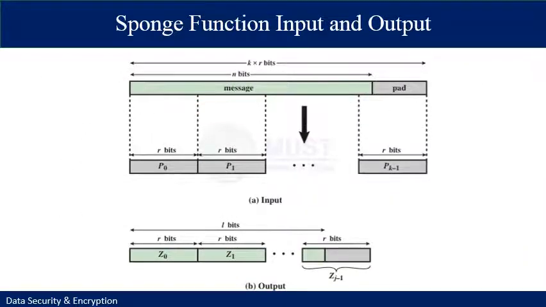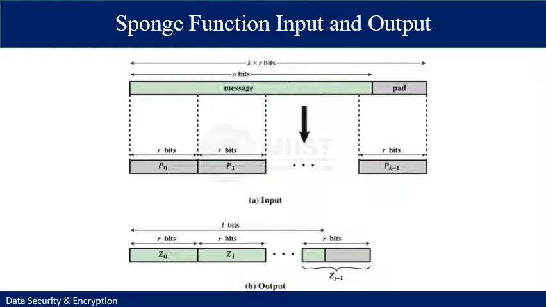So a sponge function allows both variable length input and output, making it a flexible structure that can be used for a hash function with fixed length output, a pseudo-random number generator, a fixed length input, and other cryptographic functions. This figure illustrates this point.